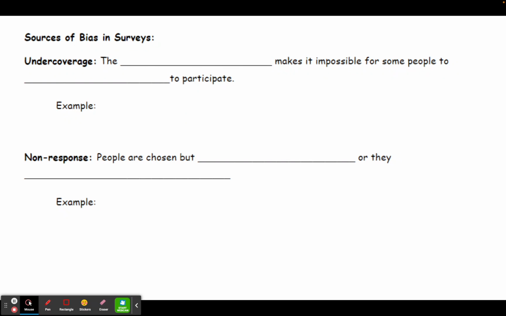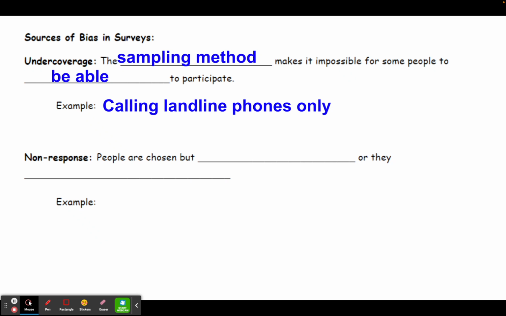So, what we've seen here are some examples of bias in surveys. And there are several sources of bias that can occur. Sometimes we might even have more than one in a particular survey or in a question. So, now we're going to define each of them a little bit more formally. Undercoverage happens when the sampling method we pick makes it impossible for some people to be able to participate. For example, calling landline phones only. Since not everybody has a landline phone, not everybody would be able to participate in the survey.